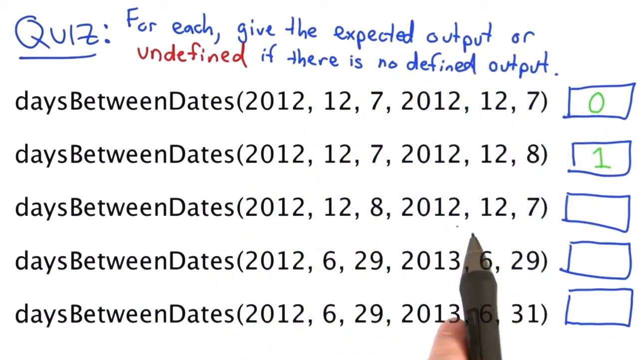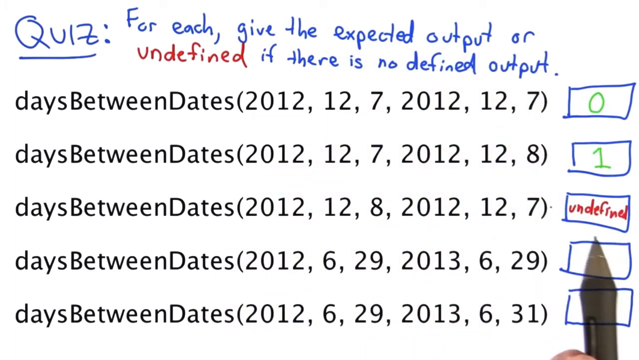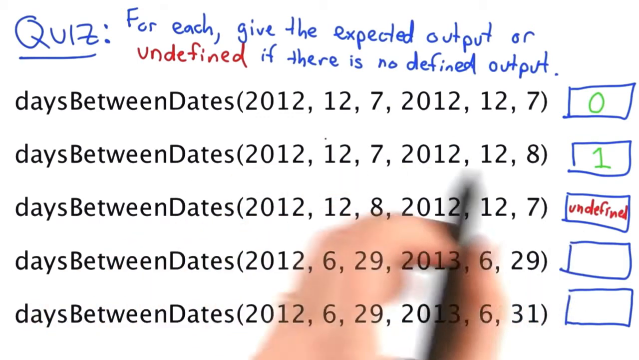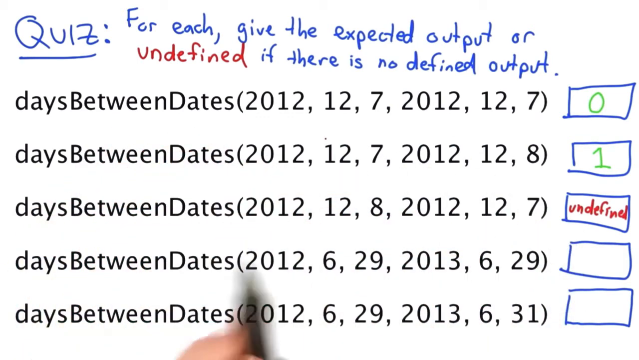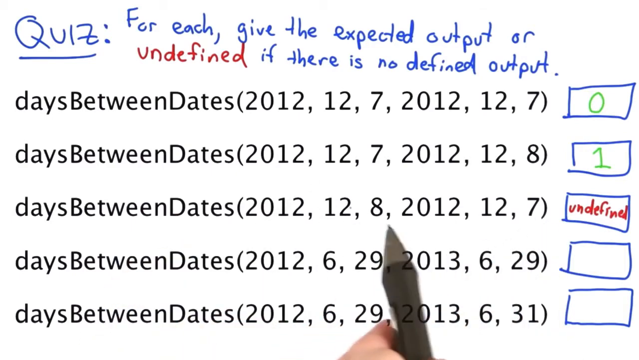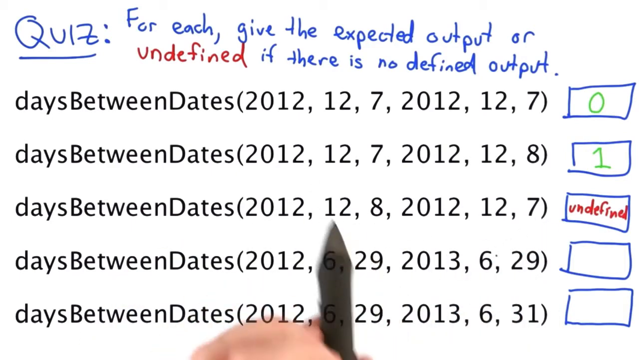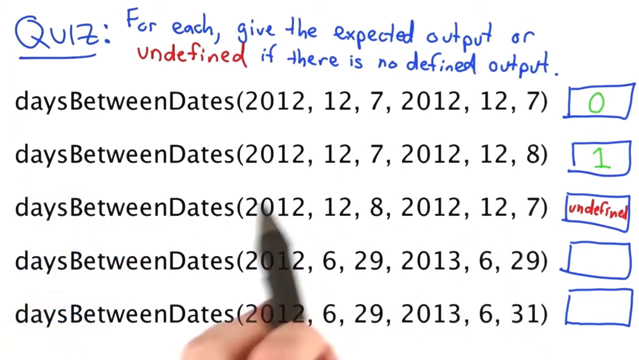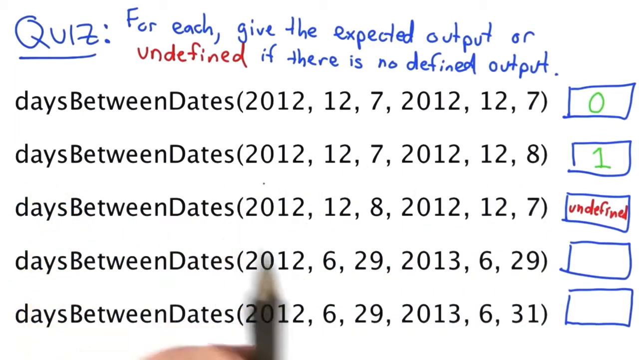For the third one, the second date is before the first date. The way we specify the problem, that's an invalid input. That means the output is undefined, and our procedure could actually be correct no matter what it does for this input. It would be more useful if it gives a clear error message, or maybe even more useful if it gives -1. But the way we specify the problem, we don't have to worry about what the output is there because we're saying that these inputs are invalid.